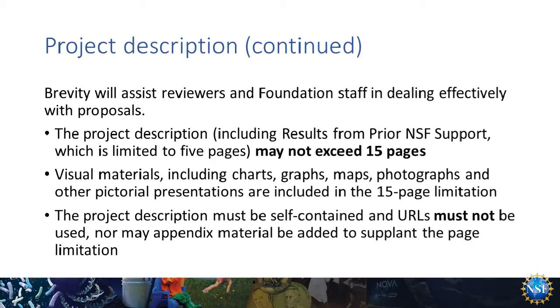Brevity and clarity will assist reviewers and foundation staff in dealing effectively with your proposals. You may not exceed your 15 pages for the project description, and that includes a section on results from prior NSF support, should you have that type of support, and that would be limited to no more than 5 pages of the overall project description.